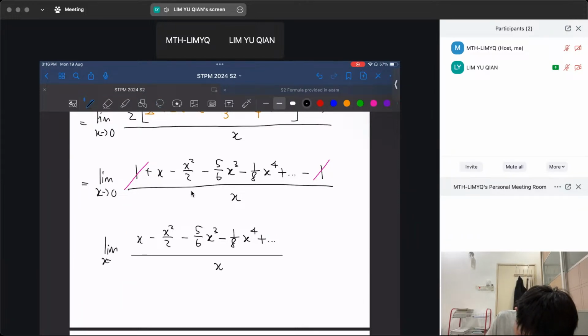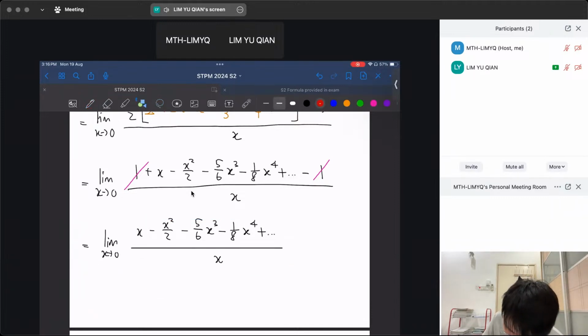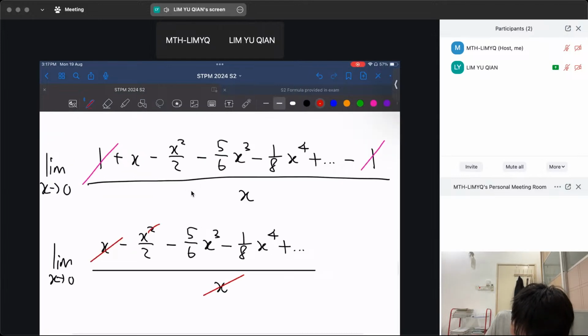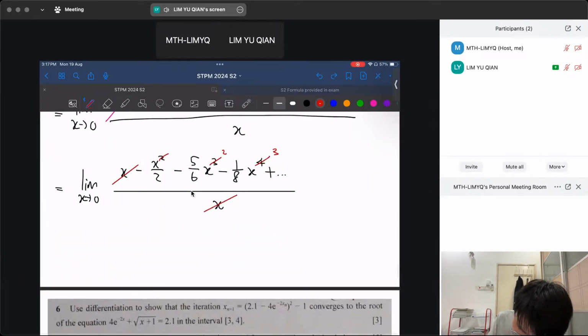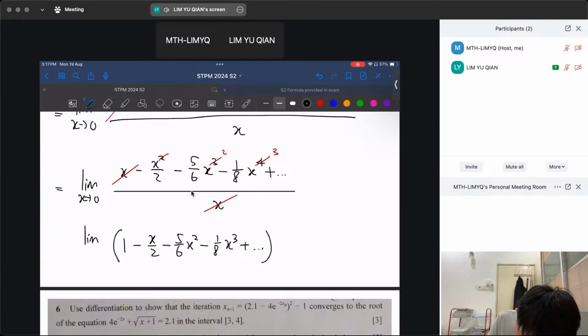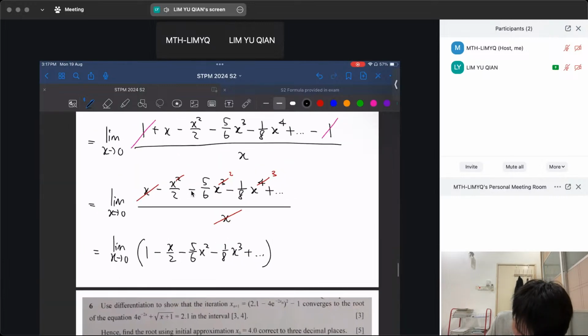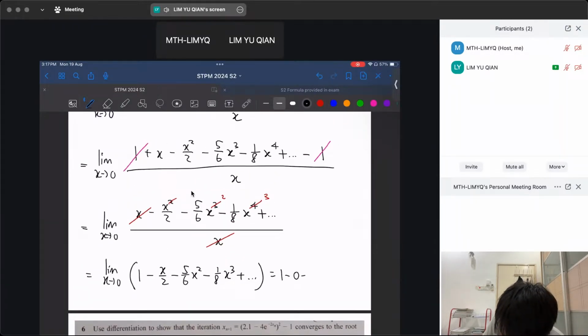So you all know what's happening. If you cancel this one, it becomes 1, cancel this becomes 2, cancel this becomes 3. So before you substitute, that is 1 minus x over 2 minus 5 over 6 x squared minus 1 over 8 x power 3 plus dot dot dot. Substitute limit as x equals 0. So 1 minus everything 0, that is equal to 1. Final answer 1.